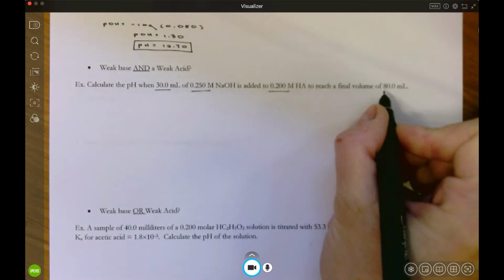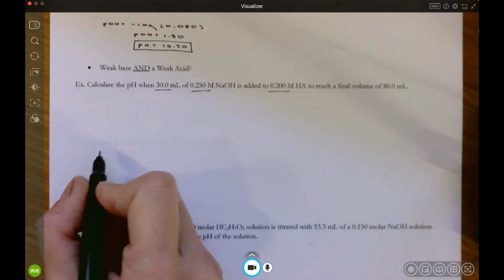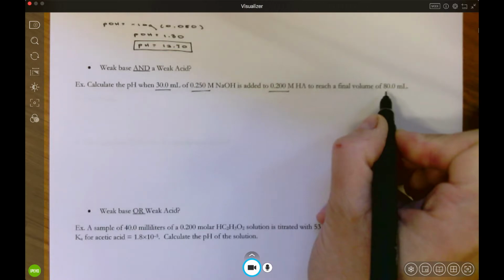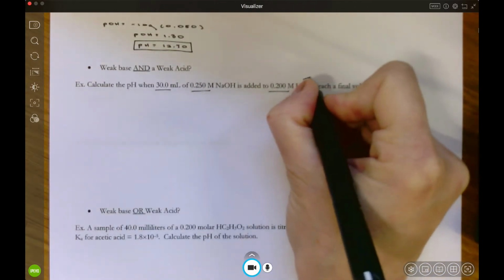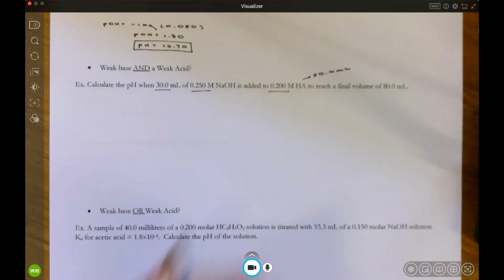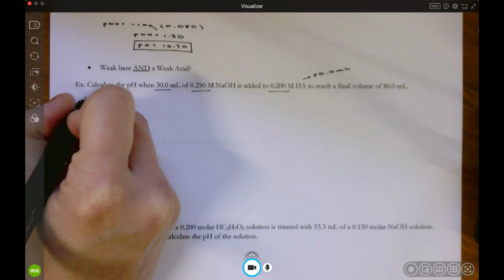And so this was actually from a quiz. This was from your 6.10 quiz, letter F. A lot of people asked about that question, so I'm actually just doing the problem in my explanation here. So if I have 30 mL of NaOH and an 80 mL total final volume, what that tells me is that I actually used 50 mL of HA. Just additive, right? Because I want to figure out what's left over, I'm going to show my reaction.